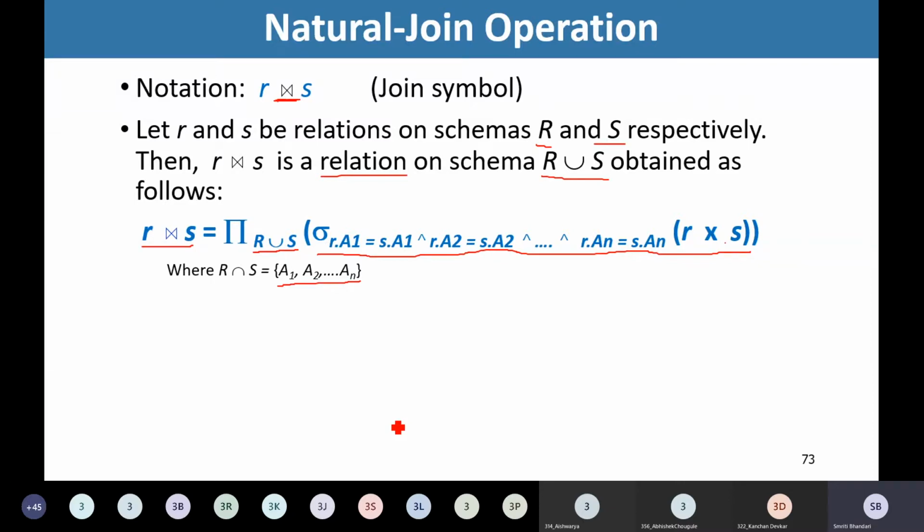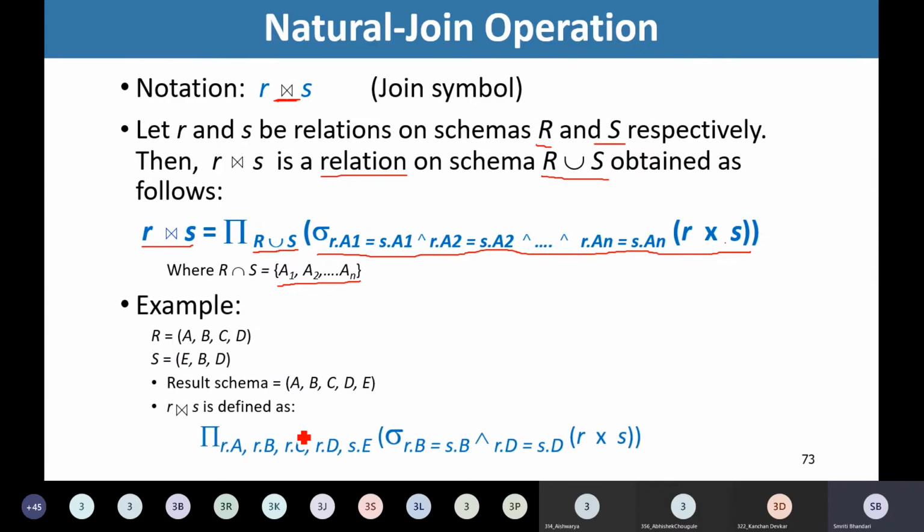So let us see one example to clear the idea. Let us assume that our schema capital R is given as the attributes A, B, C, D, and the schema S is given as the attributes E, B, D.